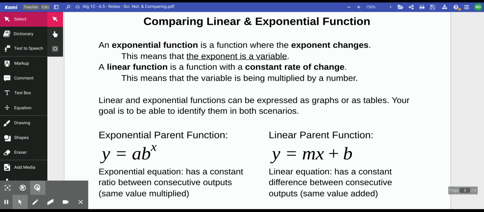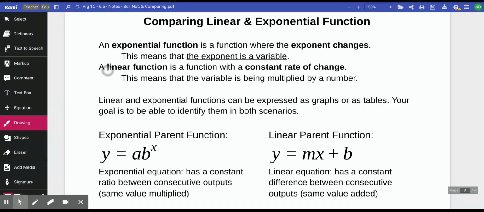A linear function is a function with a constant rate of change. We've talked about linear functions last semester. So the key word in linear is line. Okay. So that means the variable is being multiplied by a number. We know that because these are in the form y equals mx plus b. There we go. So there's our variable being multiplied by the slope.